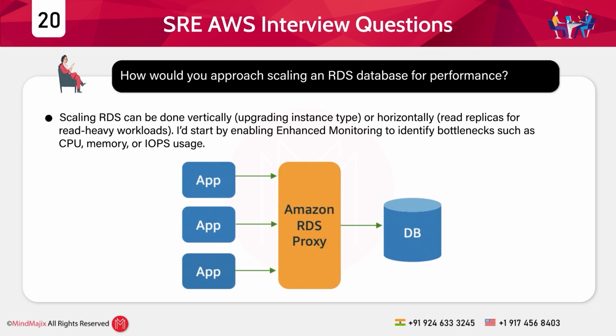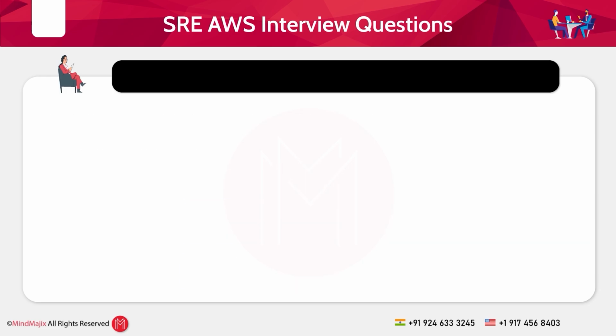So guys, with this, we have covered the intermediate level of questions for SRE AWS. And now from question number 21 onwards, till question number 30, we will be covering a few of the advanced questions.